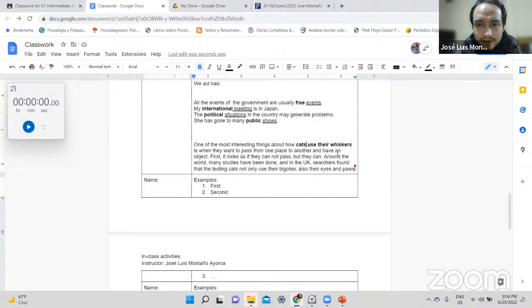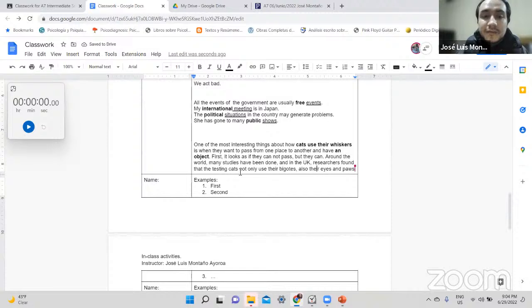Then here we have that one, right? We change it, but it's better if you use that one. Remember, an object or some object, right? So you use "in." Then let's keep reading. Around the world, good, many studies have been done. Great. And in the UK, researchers, all right. Instead of "searchers," if you want to say investigate about it, they have to be researchers.